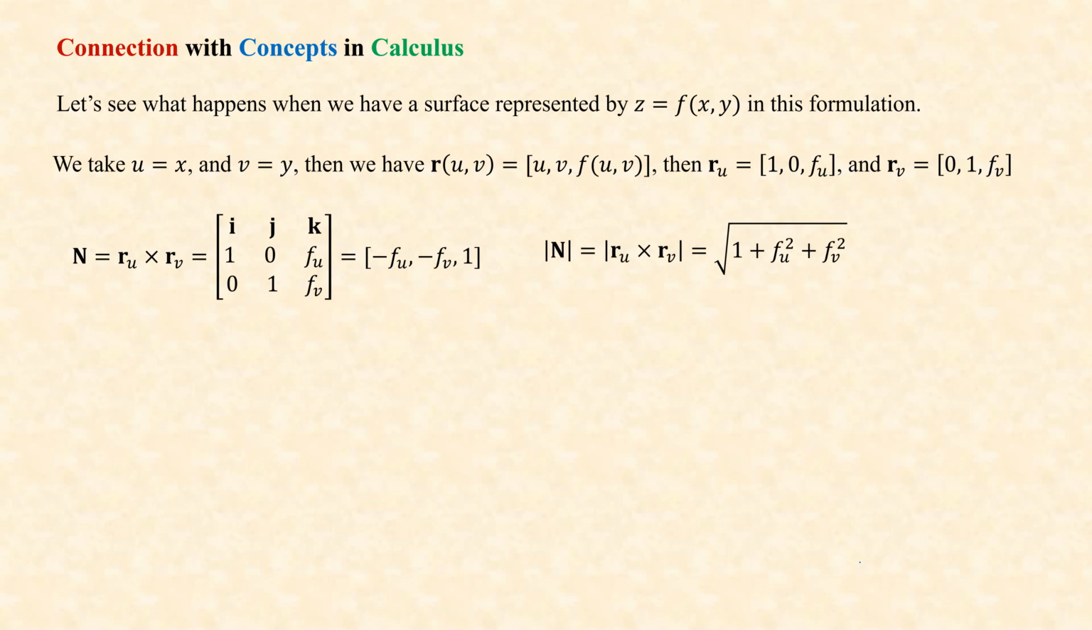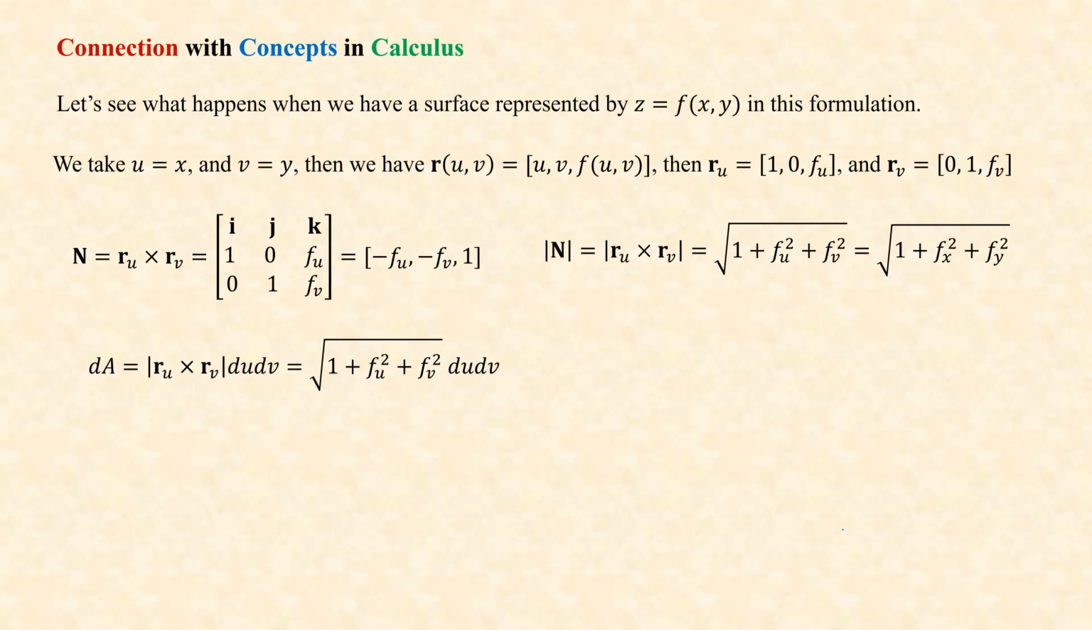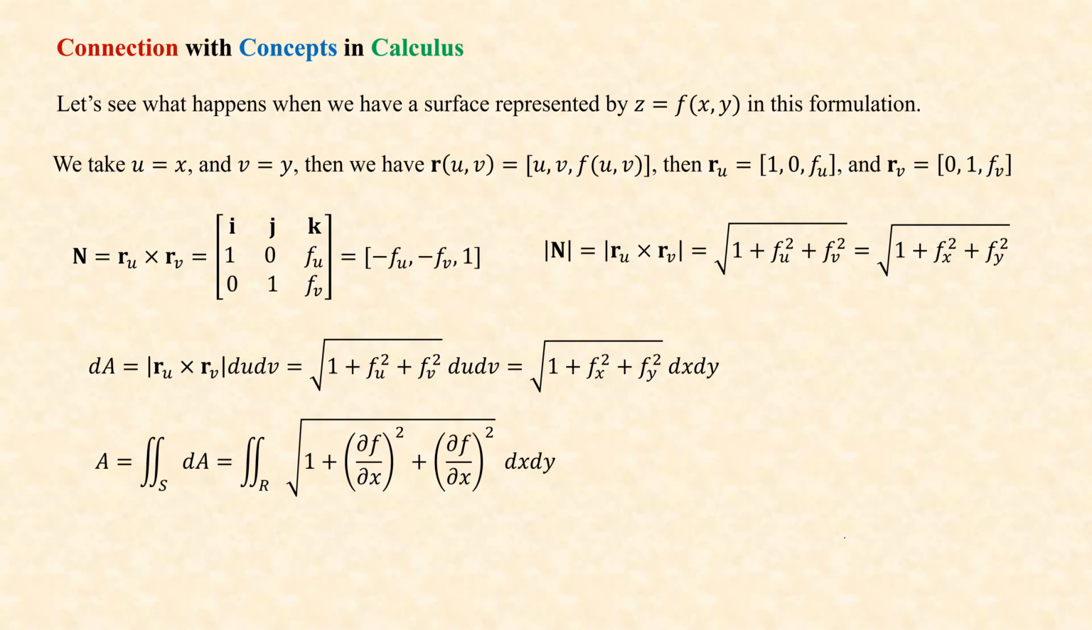And then the magnitude of n is just the magnitude of this cross product, which is the square root of 1 plus f_u squared plus f_v squared, which, because u is x and v is y, becomes the square root of 1 plus f_x squared plus f_y squared. So dA, which is the magnitude of this times du dv, becomes this square root times dx dy. And therefore the area becomes the double integral of the square root of 1 plus the partial of f with respect to x squared plus the partial of f with respect to y squared, dx dy. And that is the formula that you know from calculus.